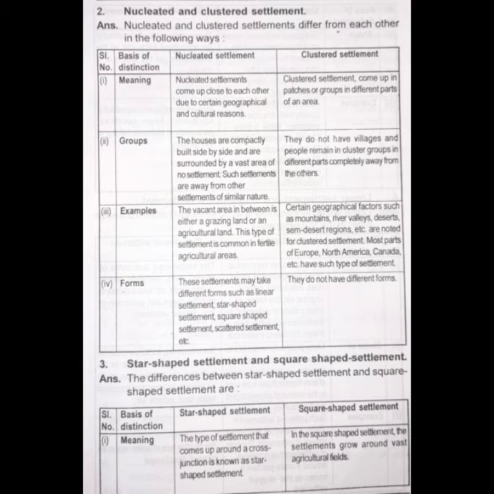Next, on the basis of examples, in nucleated settlement the vacant area in between is either grazing land or agricultural land. This type of settlement is common in fertile agricultural areas. Next, clustered settlement. Certain geographical factors such as mountains, river valleys, deserts, semi-desert regions, etc. are noted for clustered settlement. Most parts of Europe, North America, Canada, etc. have such type of settlement.